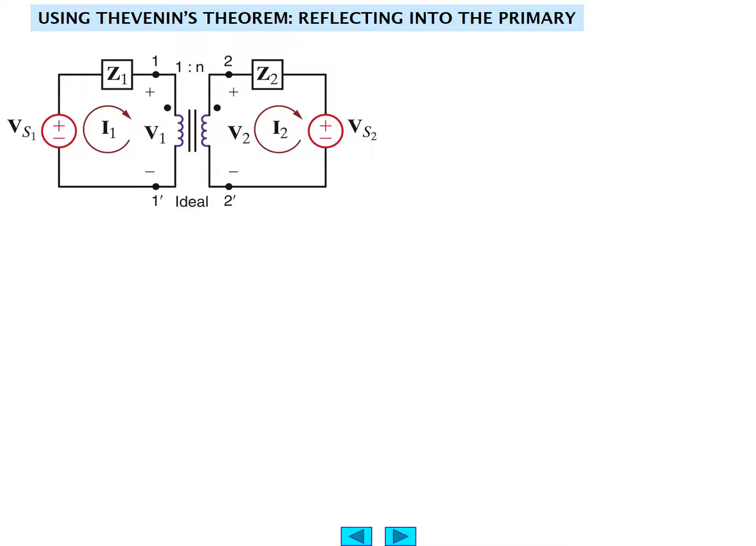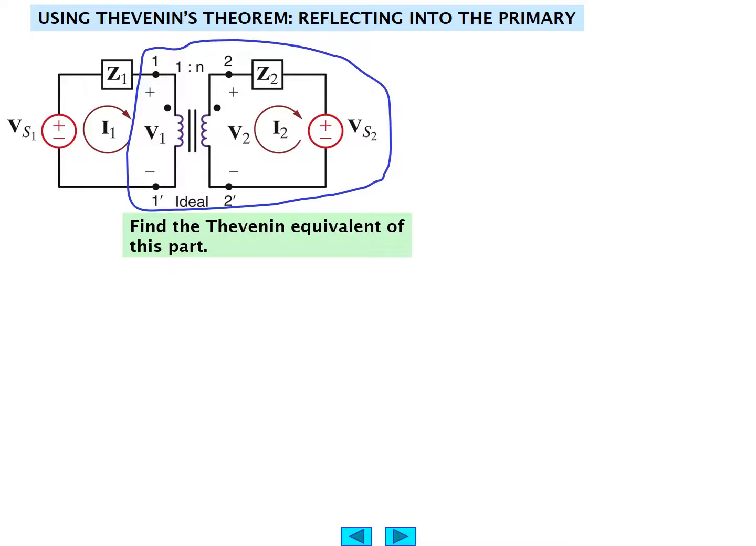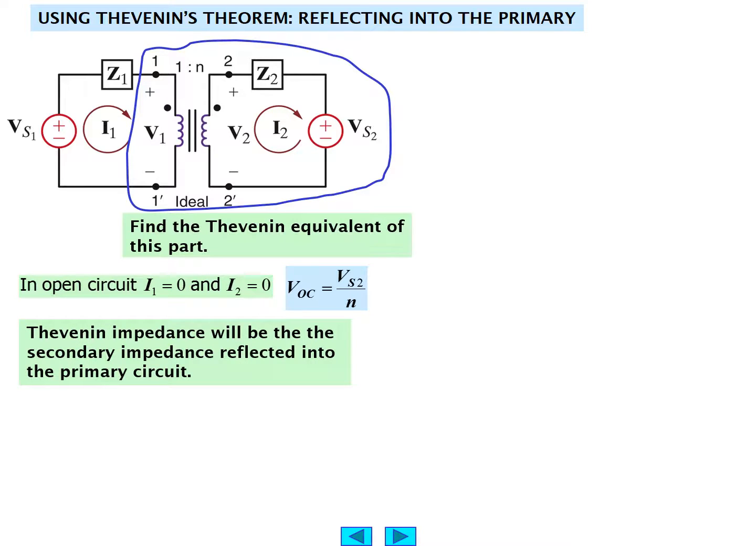So let's use Thevenin's theorem and reflect into the primary. Here's our same situation as we've had before in the previous slide. Let's find the Thevenin equivalent of the other circuit. Before we did 2 and 2 prime. Now we're going to find the Thevenin equivalent looking into 1 and 1 prime. In the open circuit, in similar reasoning, we would find that I1 is 0 and I2 is equal to 0, or VOC would be VS2 over N. The Thevenin impedance will be the secondary impedance now reflected into the primary circuit. ZTH would be Z2 divided by N squared as a result.